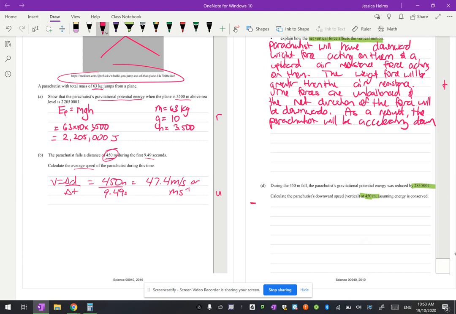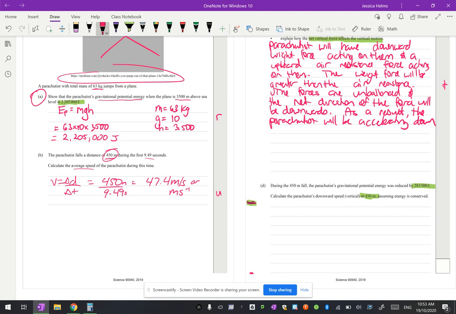So we know at the top of the fall, say that this is the top of the fall, that at the very top they have a potential energy, and we've calculated this in part A. They had a potential energy of 2,205,000 joules. So at the top there, that's 2.2 megajoules of energy that they have.